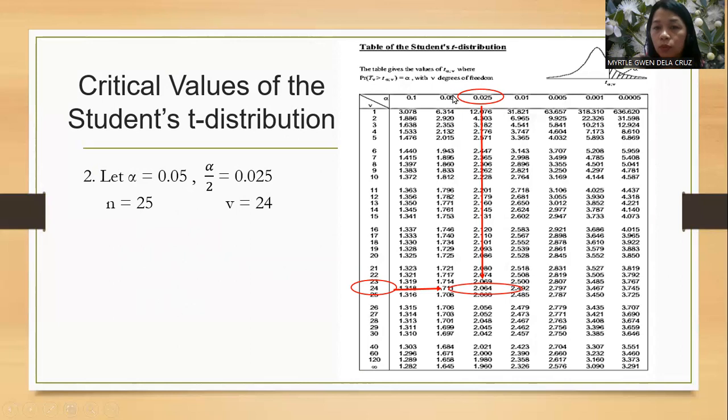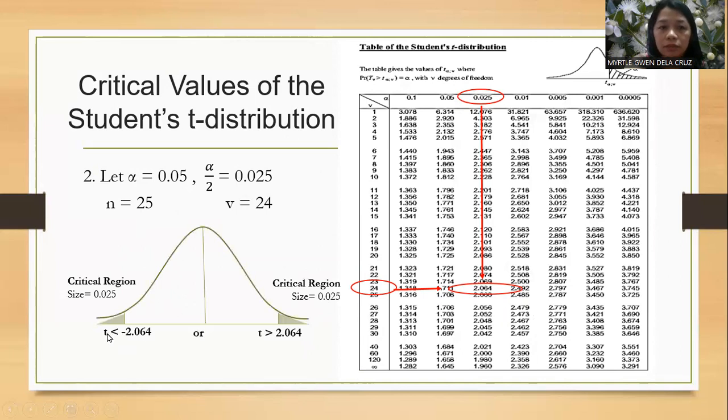Okay, so we have our critical value to be 2.064. But this is not our critical region. This is only our critical value from the table. So what is our critical region? So this is our critical region.